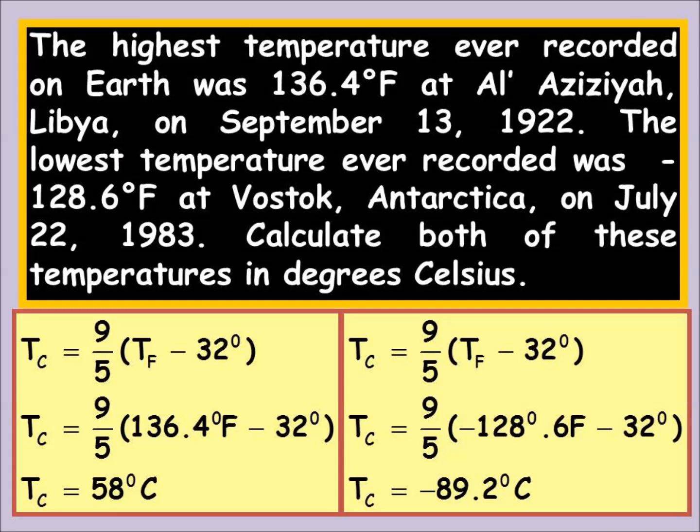Now, the highest temperature ever recorded on Earth was 136.4 degrees Fahrenheit at Al-Azizia, Libya, on September 13, 1922. The lowest temperature ever recorded was minus 128.6 degrees Fahrenheit at Vostok, Antarctica, on July 22, 1983. Calculate both of these temperatures in degrees Celsius. There are the equations. You plug in and get 58 degrees Celsius in Al-Azizia and negative 87.2 in Vostok.